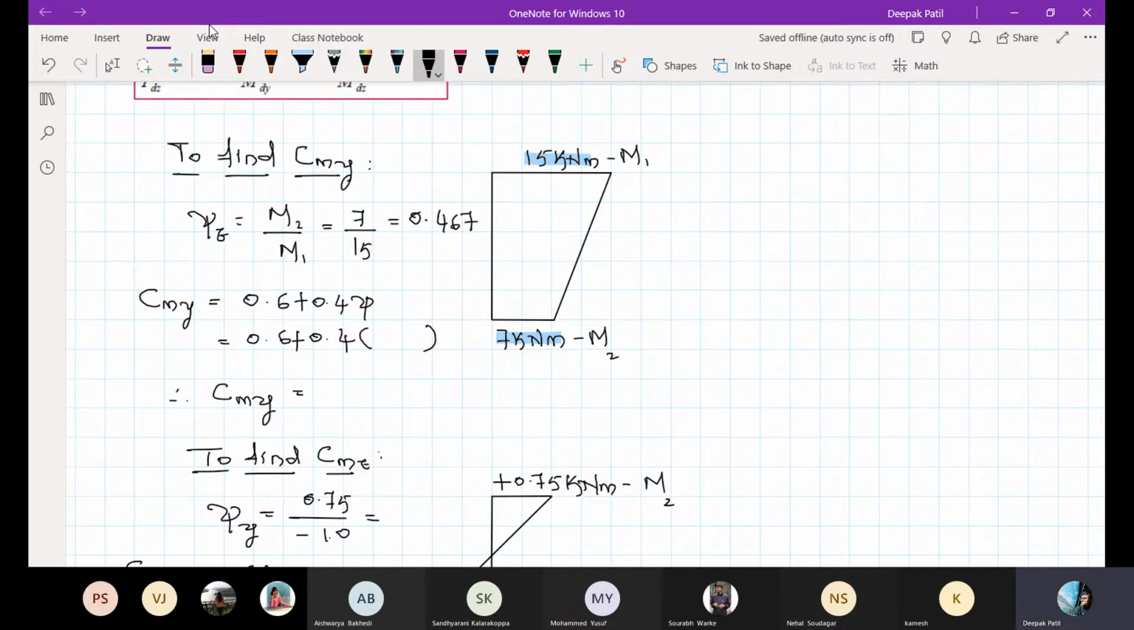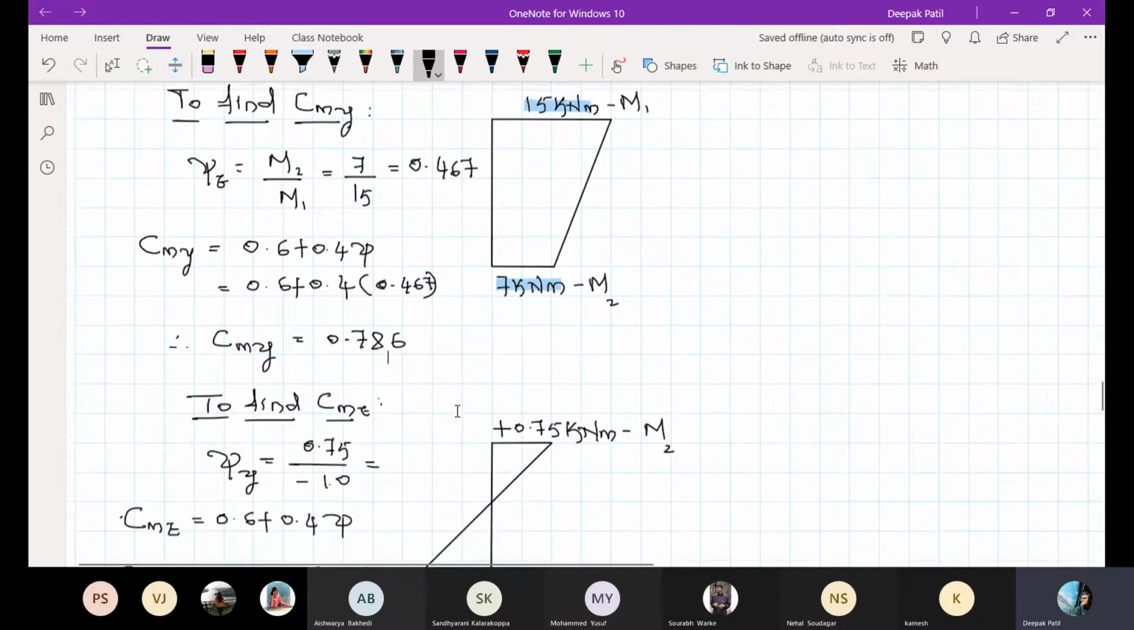Now from the table which I mentioned in the previous example, you can find the value of CMY using this formula, 0.6 plus 0.4 times xi, whatever we have calculated. I have calculated xi as 0.467, so I just substitute that value here, and you get the value of CMY, which is 0.786. So I have calculated CMY.